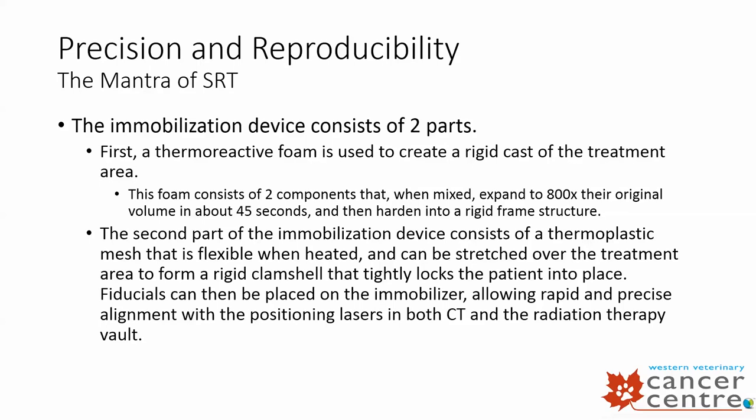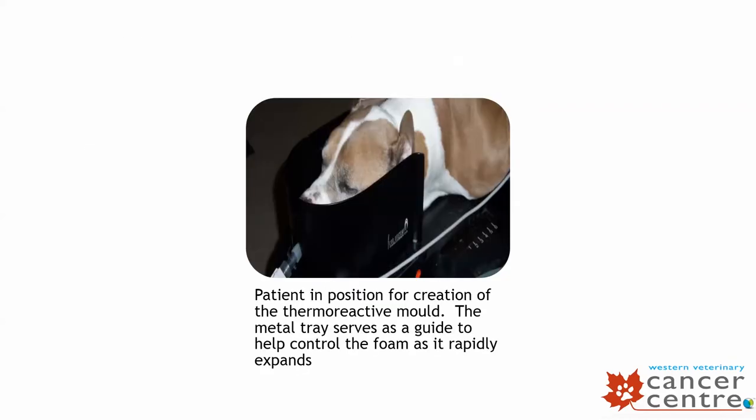And then the second part of the device consists of a thermoplastic mesh that's flexible when it's heated. We can stretch it over the top of the patient, conform it to all of the anatomy, and then again when that cools down, you have a rigid clamshell top that really locks your patient into place fairly securely.